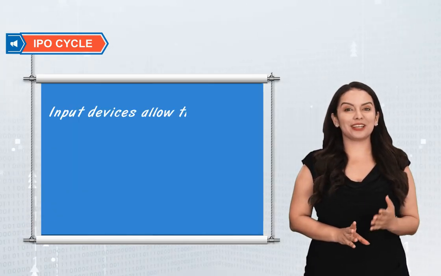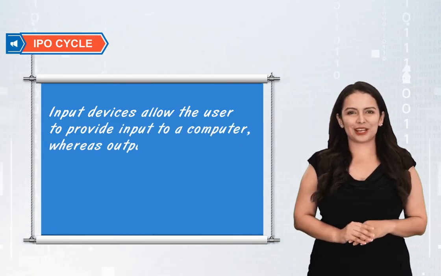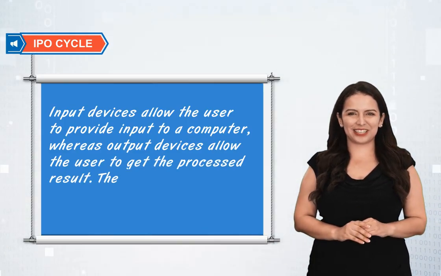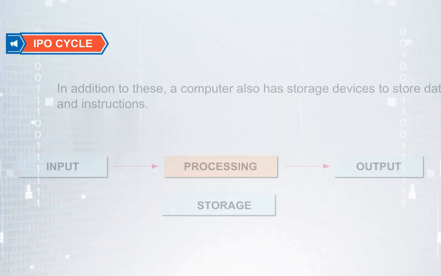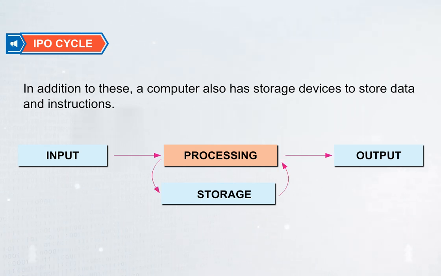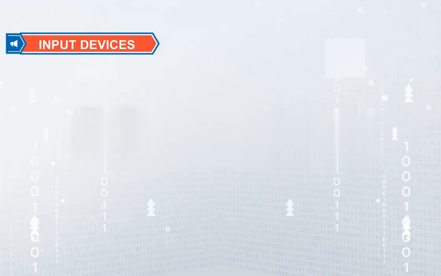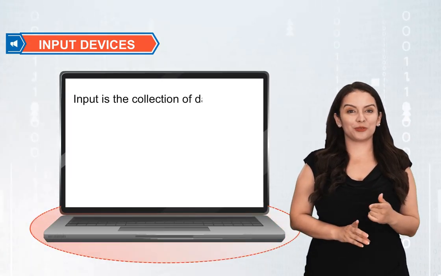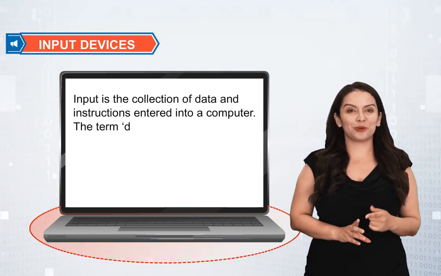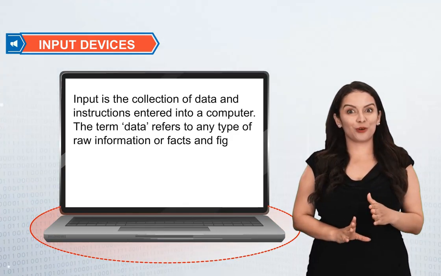Input devices allow the user to provide input to a computer, whereas output devices allow the user to get the processed result. The CPU is a processing device. In addition to these, a computer also has storage devices to store data and instructions. Input devices. Input is the collection of data and instructions entered into a computer. The term data refers to any type of raw information or facts and figures.